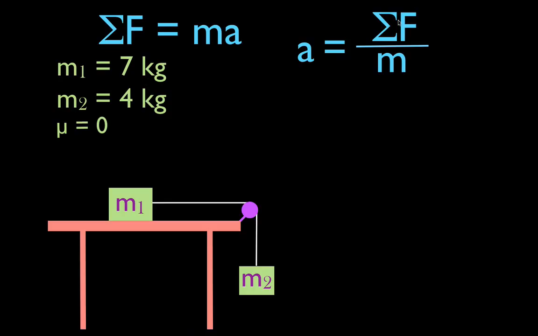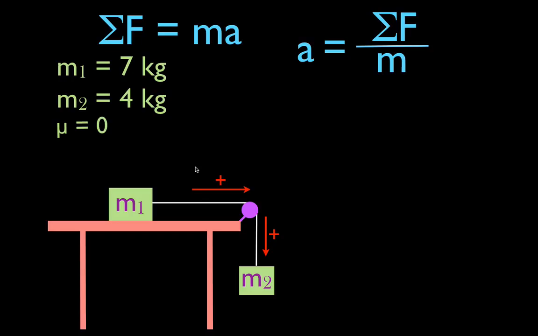We have to sum up the forces, which means we have to draw in the forces. Before we draw in the forces, we're going to assign the positive direction of motion, or the positive direction for each of these objects. m1, you should notice, is going to move to the right, so we'll say positive is to the right for m1. m2 is going to move down, so we're going to say down is positive for m2, to the right is positive for m1.